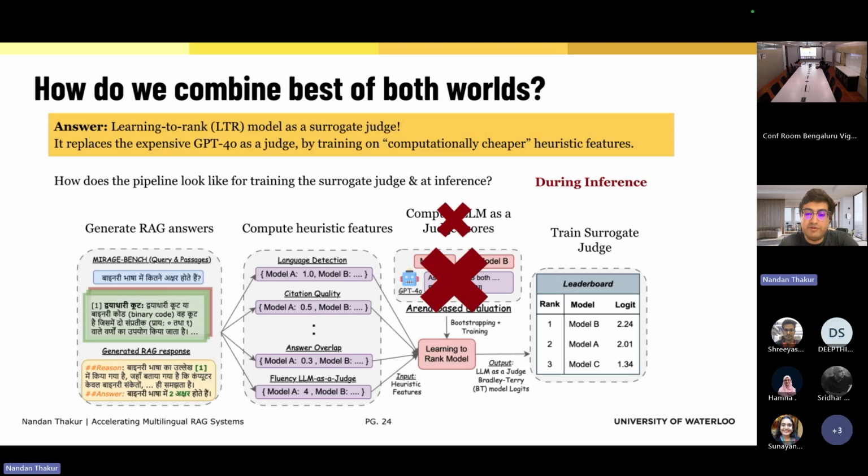So during inference, the good part is that you can get away with not doing LLM as a judge. The moment you have a trained learning to rank model, you only need to compute the heuristic features and use the model at inference to add newer models to your leaderboard. So it's quicker to run at inference.